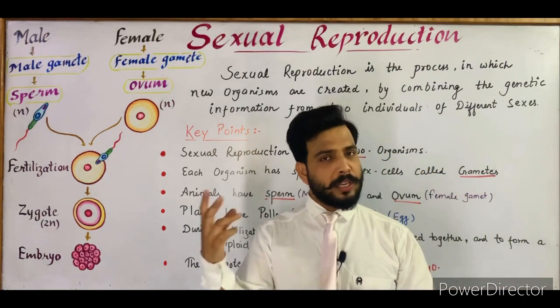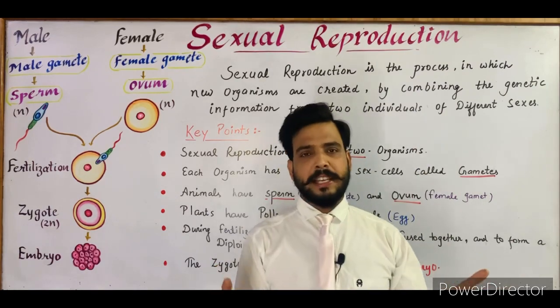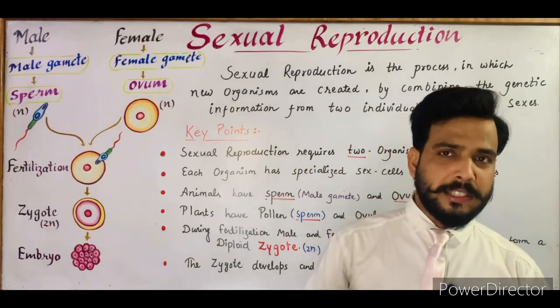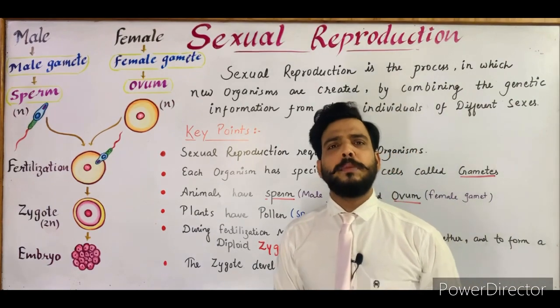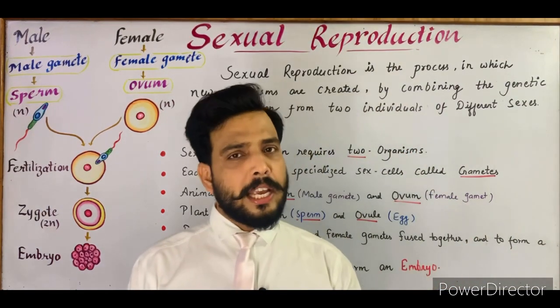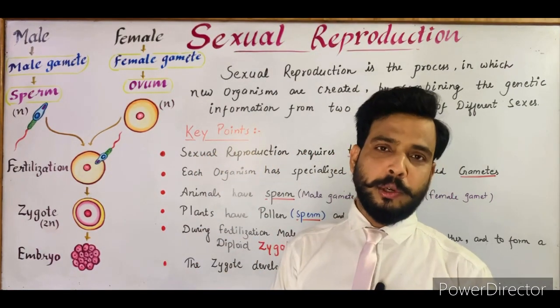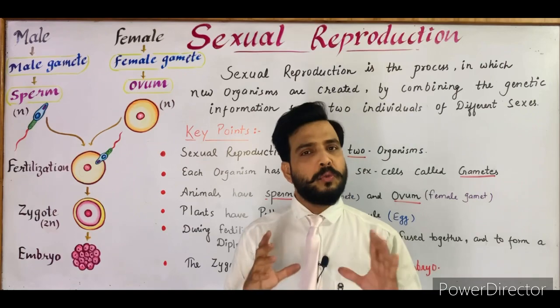Both the individuals, one is male, another is female, of different sexes. Male is different and female is different. So, during sexual reproduction, male and female pass their genetic information to form a zygote, and this zygote develops into an embryo. The phenomenon is known as fertilization.